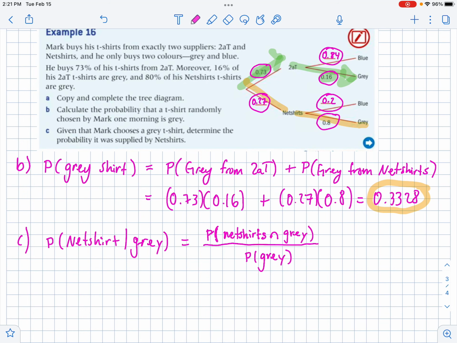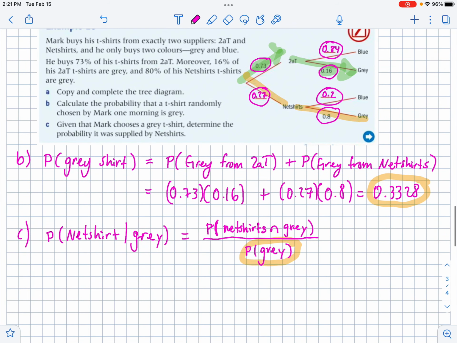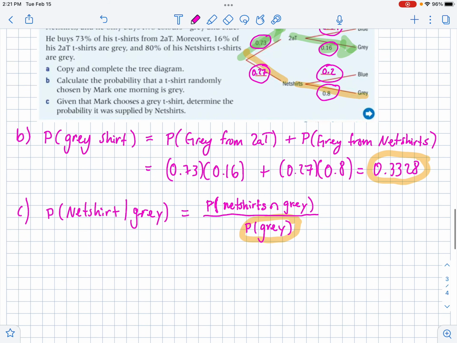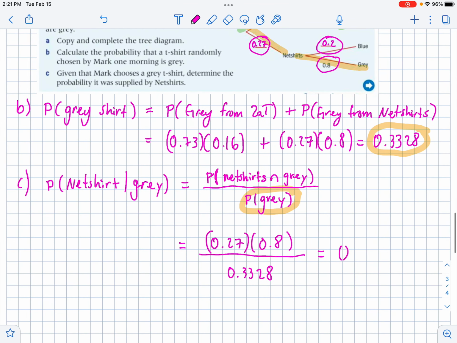Now, we already found the probability of gray up here, so that's going to come into play. Like, that part is going to be this part of the denominator. So really, the top, we just need to figure out the probability of a gray shirt coming from Netshirts. So this will be 0.27 times 0.8 all over 0.3328, which is about 0.649.